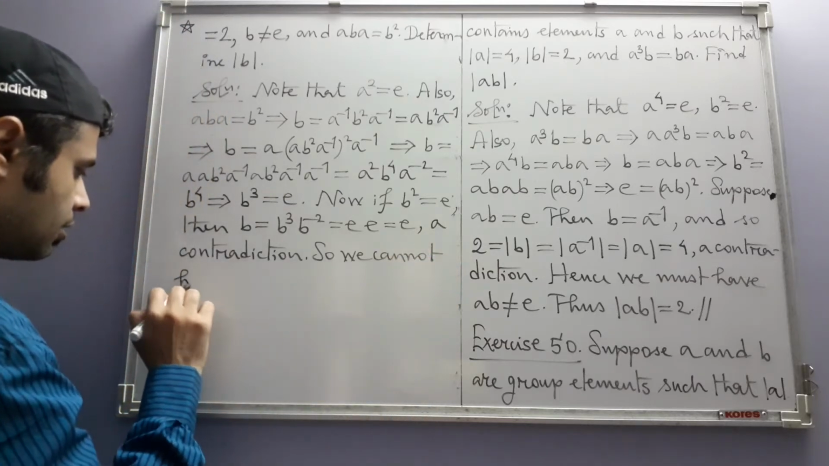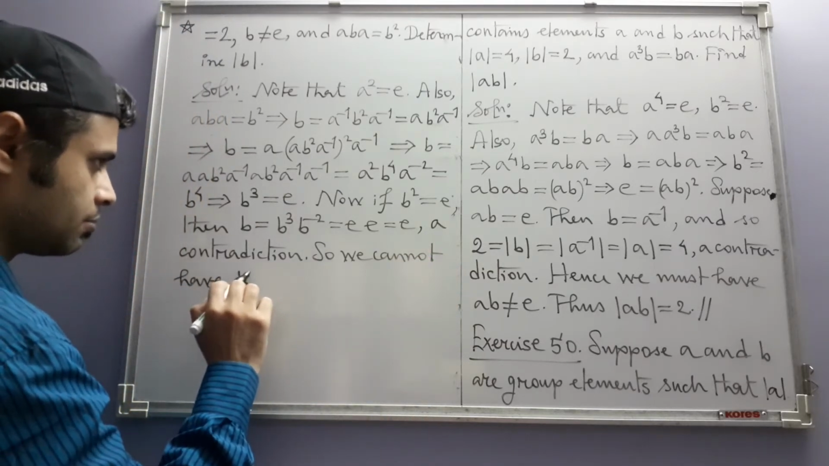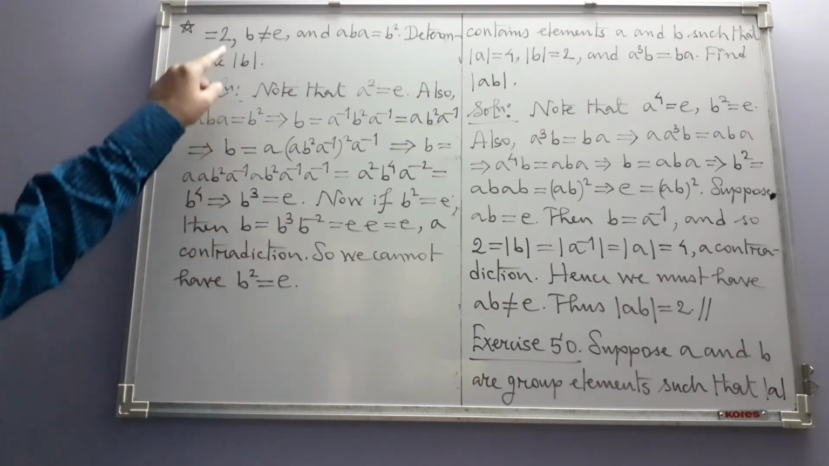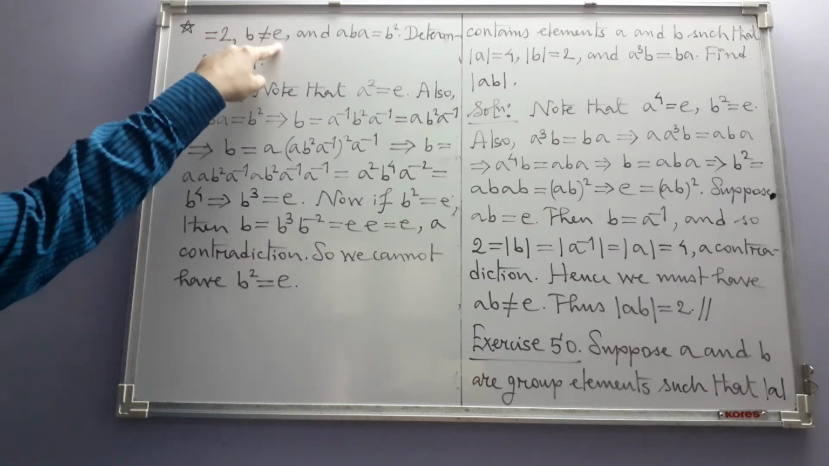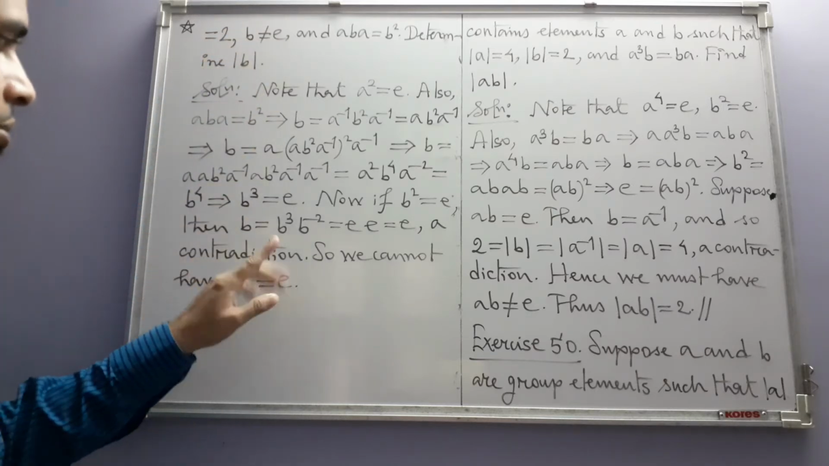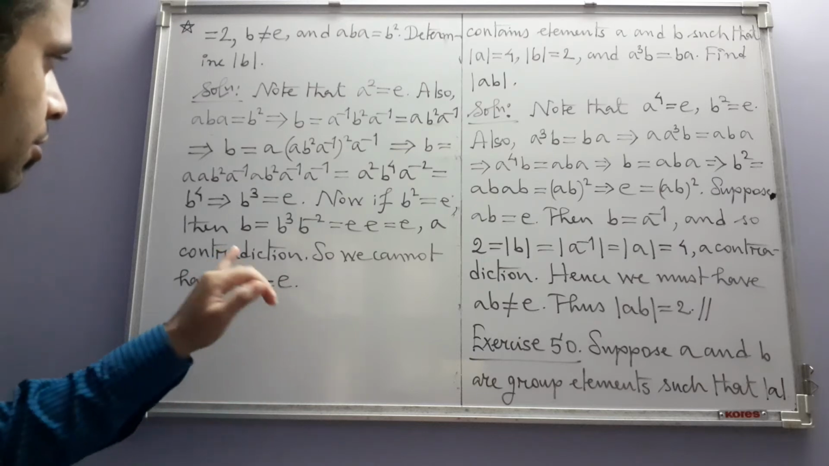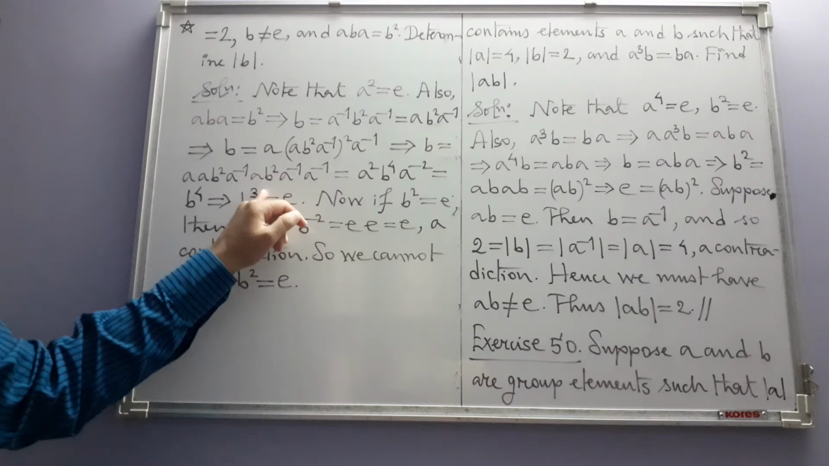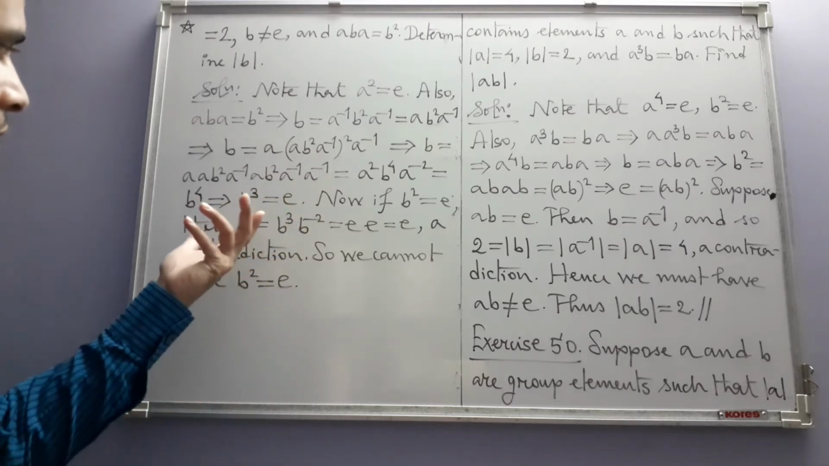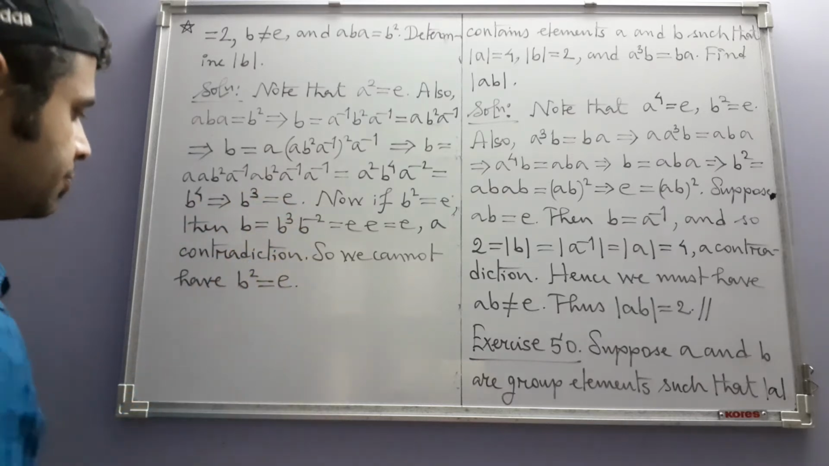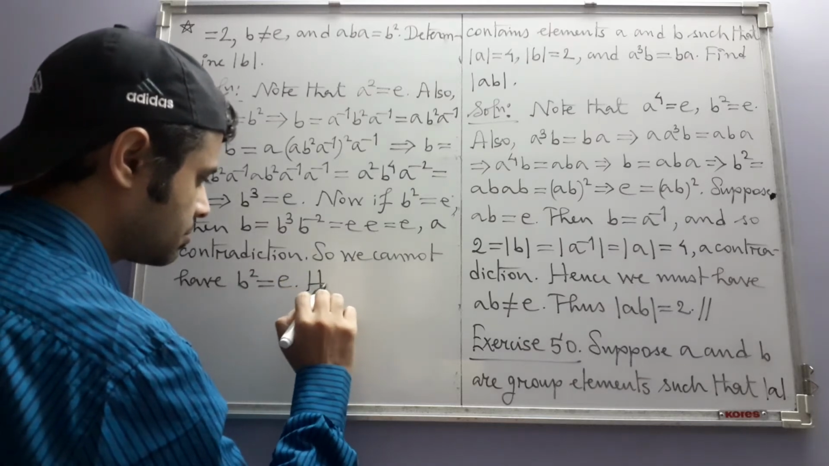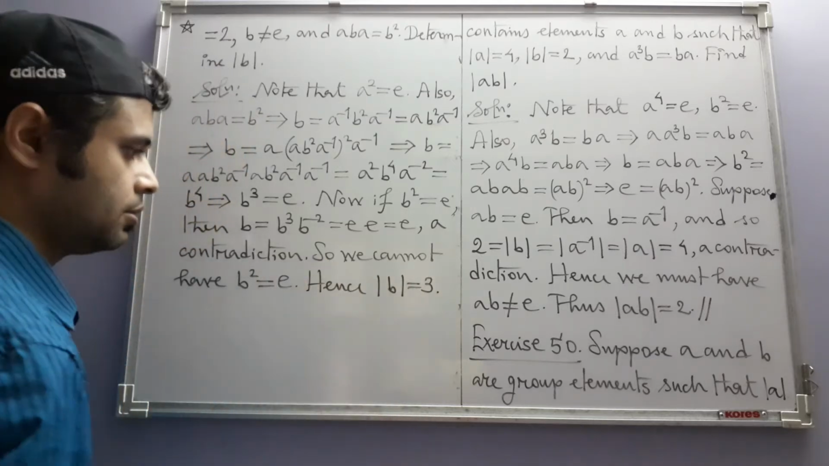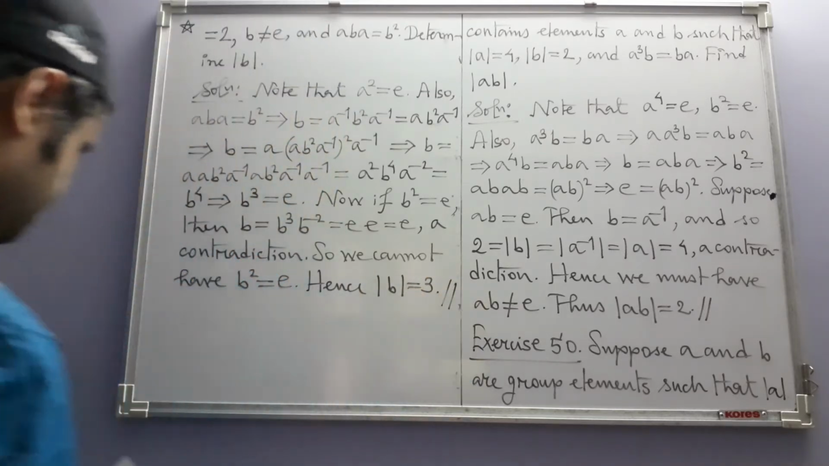So we cannot have b square equal to identity. So you see that neither is the first power of b equal to the identity, nor is the second power of b equal to the identity. Only the third power is equal to the identity. That means 3 is the smallest positive integer such that the corresponding power is equal to the identity. Hence, order of b is equal to 3. It must be exactly equal to 3.